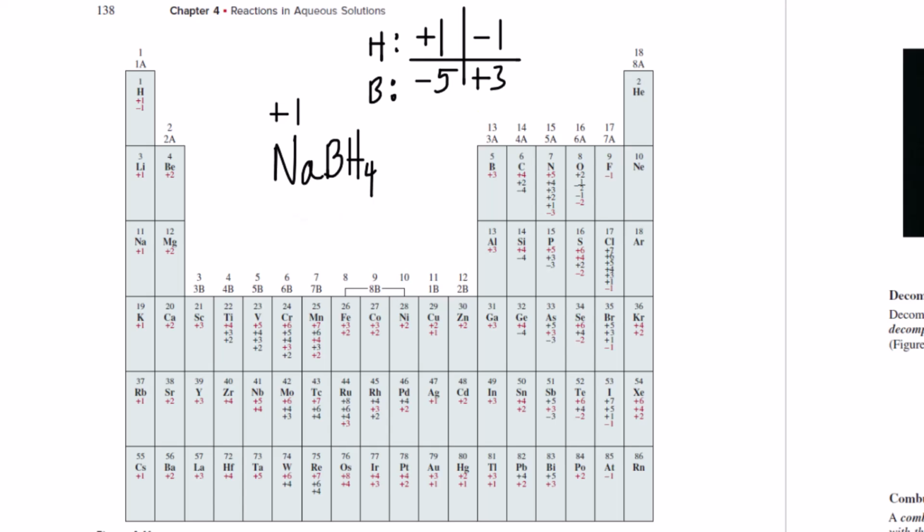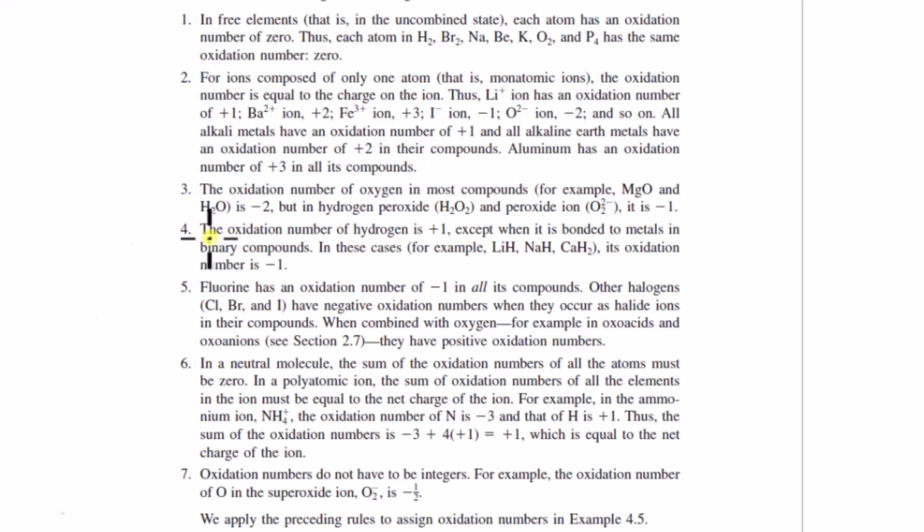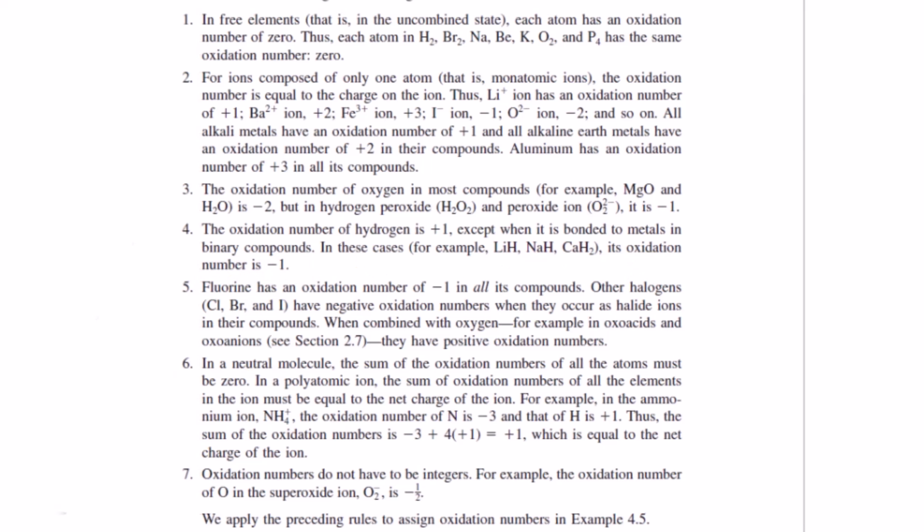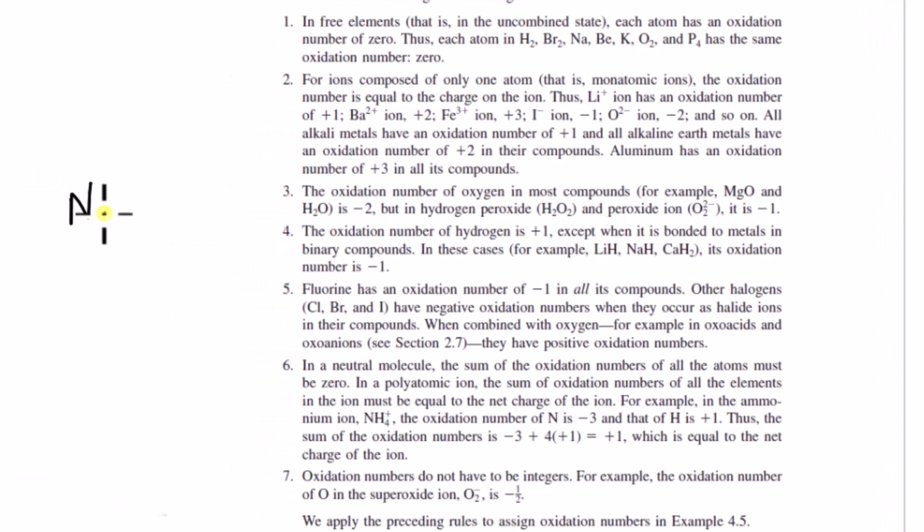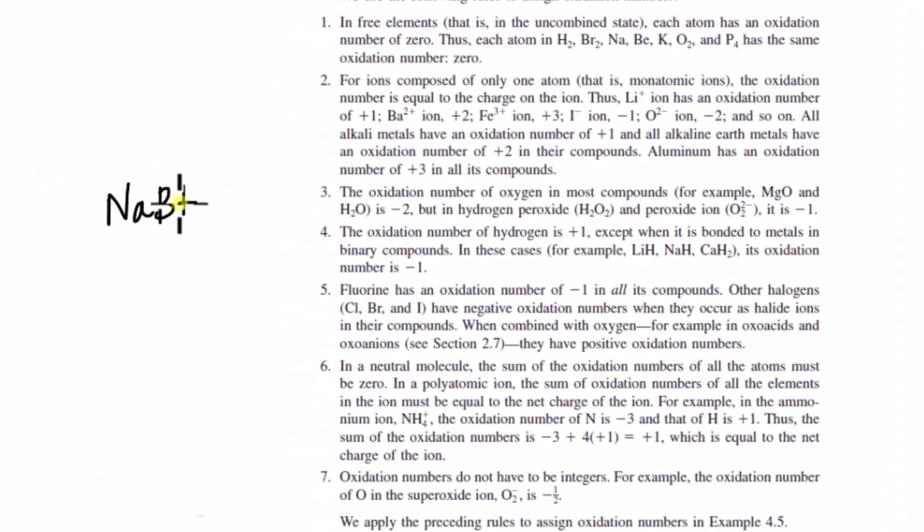Okay, if we come to rule number 4, it states that the oxidation number of hydrogen is +1, except when it is bonded to metals in binary compounds. In these cases, like for example LiH and CaH2, its oxidation number is -1. Okay, but sodium borohydride doesn't quite fall under this category, right? This is a ternary compound, and here they're talking about binary compounds.